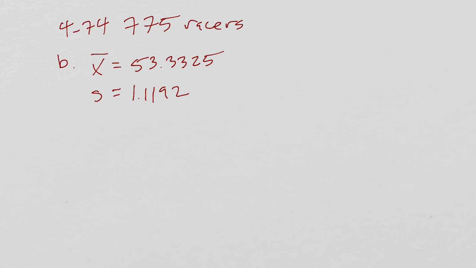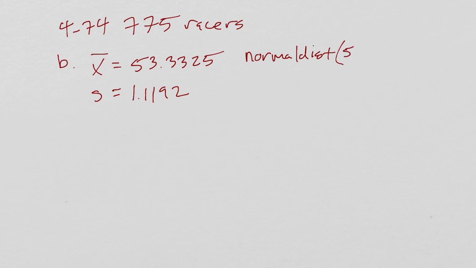So let's plug those into our normal dist on Desmos. That's weird. Sorry, I kept all the other stuff. So our mean is 53.3325, and our standard deviation is 1.1192. Again, if we're typing that in, we do normal dist.